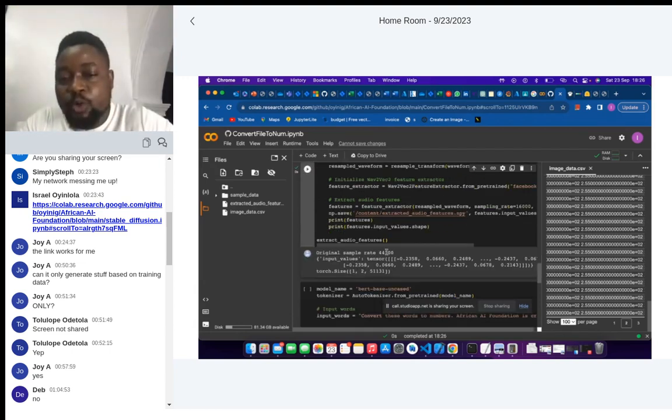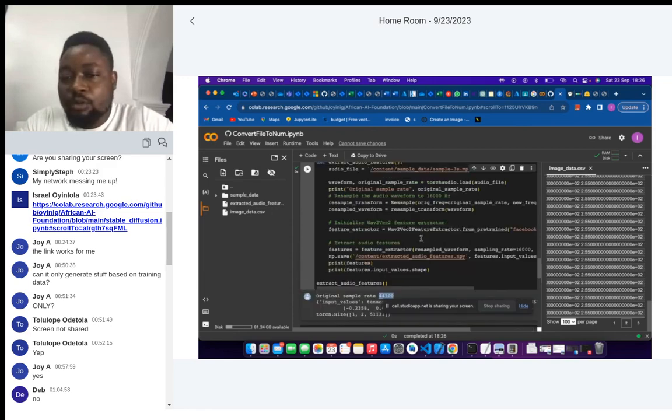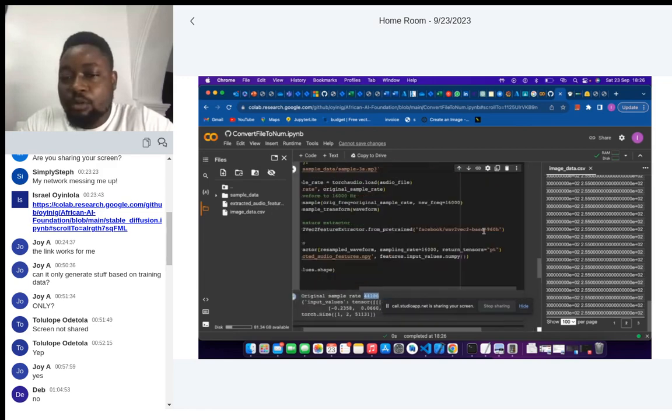All right, so can you see the original sample rate was 44.1 kilohertz, right? But the Facebook feature extractor model was built on 16K. So that mismatch, you know, it's like when you're traveling, this happens a lot in Nigerian airports.